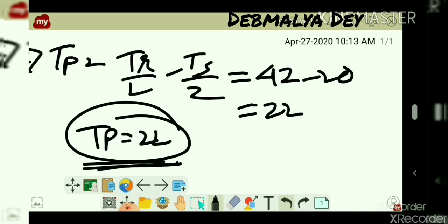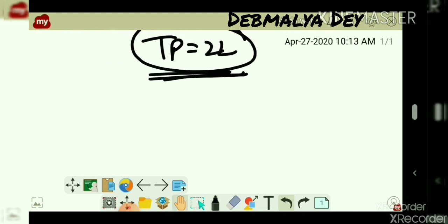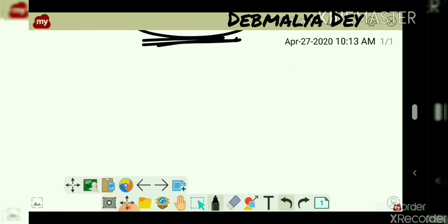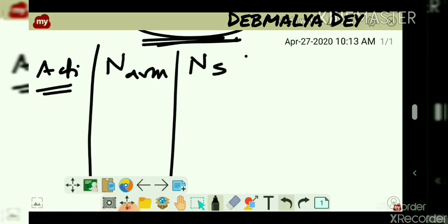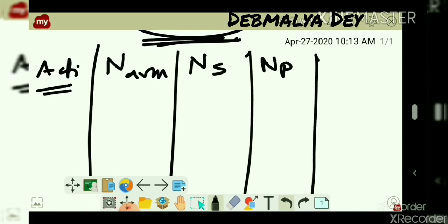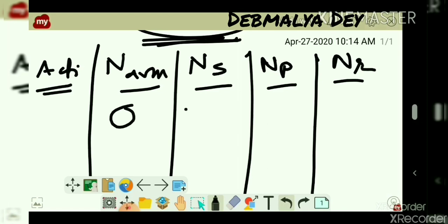Now we have to do the chart. So in the chart, what will we do first? First will be the action. Next the N of arm, next the N of sun gear, next the N of planet gear, and at last the N of ring gear. Now I'm not writing the action, as you already know what we have to do. We have to fix the arm and give NS plus 1 rpm clockwise.